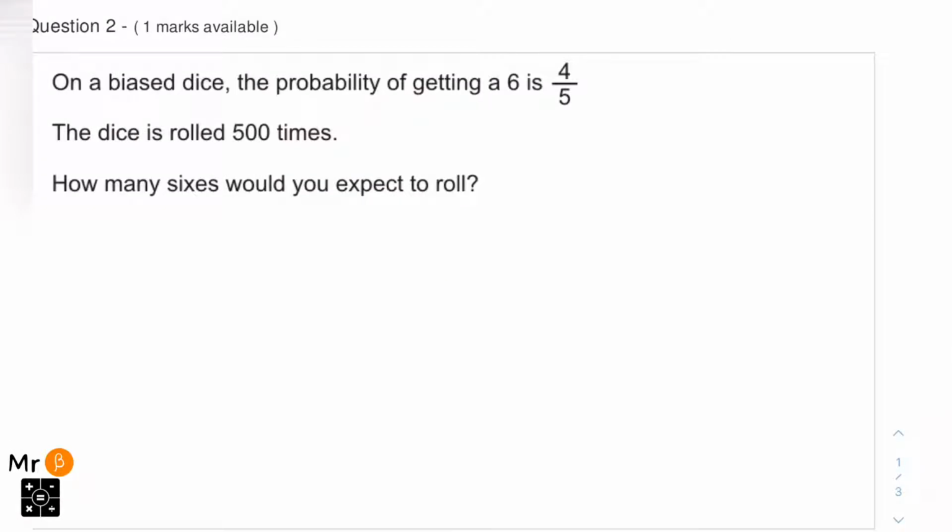Question 2 is very similar, except this time it's using a fraction as a probability. So again, it's number of rolls times by the probability, and that is equal to 400.